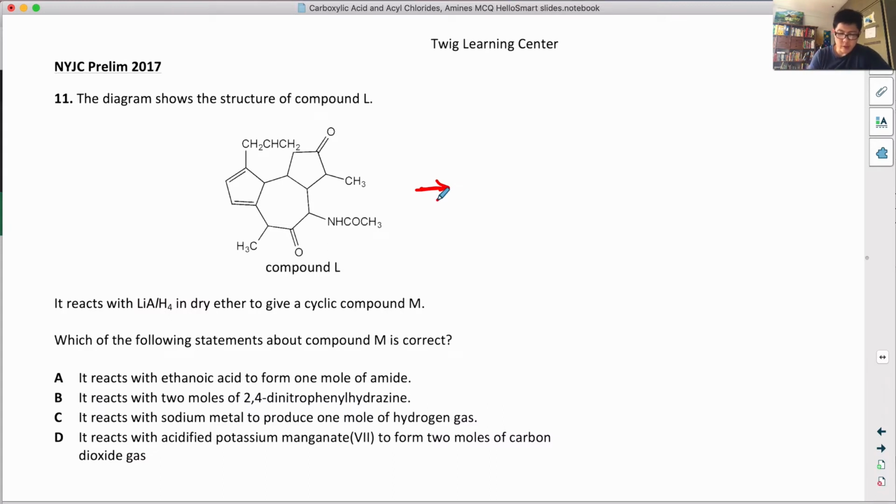So lithium aluminum hydride will reduce the ketone, and it will convert an amide to an amine. Alright, so I have to go and draw it up for you. It doesn't react with alkene, so the double bond here remains the same.